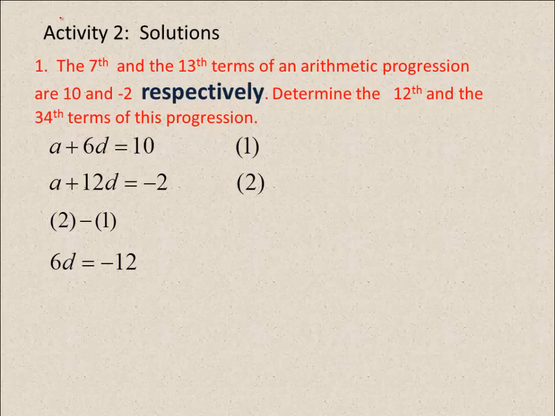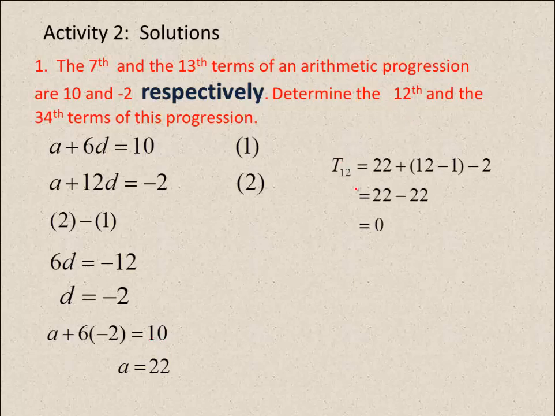Right. Example number 1, remember the 7th term is equal to 10. The 13th term is equal to minus 2. So the 7th term is equal to 10, which means A plus 6D is equal to the 7th term, which is 10. The 13th term is equal to minus 2, which means A plus 12D is equal to negative 2. Equation 2 minus equation 1, A minus A falls away, 12D minus 6D, minus 2 minus 10. This, guys, will give me the answer for D. I substitute and I get the value for A. Then I would go and determine what? The 12th term. Easy. And I will get the 34th term.